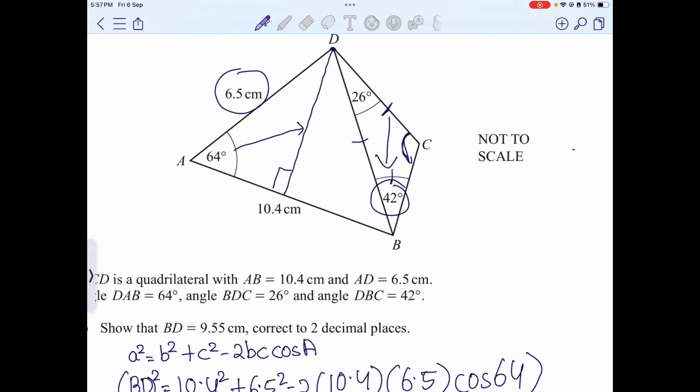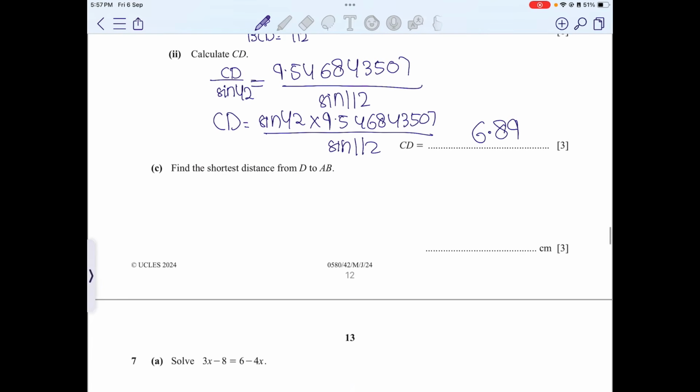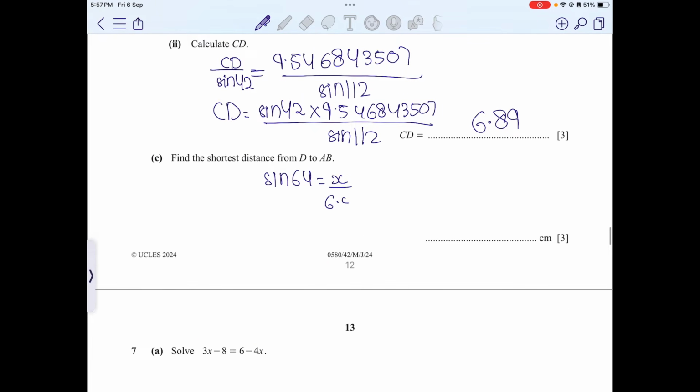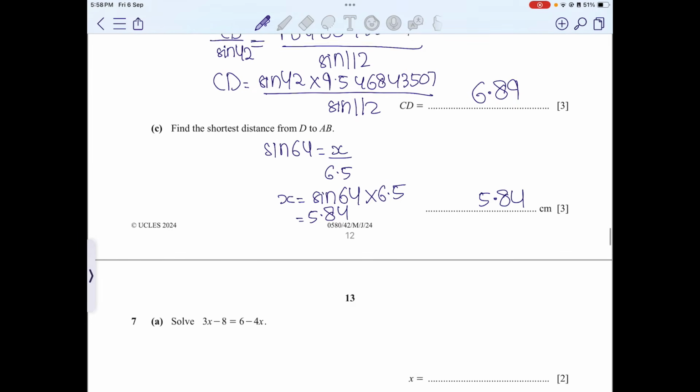We know that the 64 angle is given, so we have the opposite and we have the hypotenuse. So you could use sine: sine 64 would be x, which we are trying to find, over the length of the hypotenuse, that is 6.5. So x would be basically sine 64 into 6.5. Sine 64 into 6.5 is 5.84. Alright, you put this here. I hope this is clear.